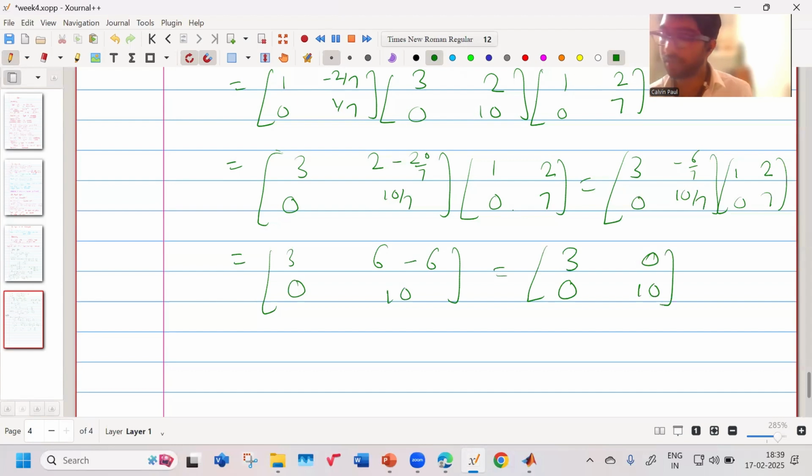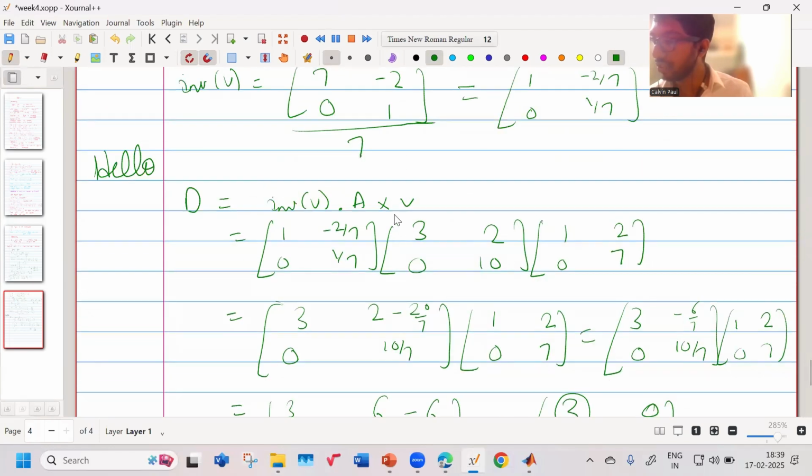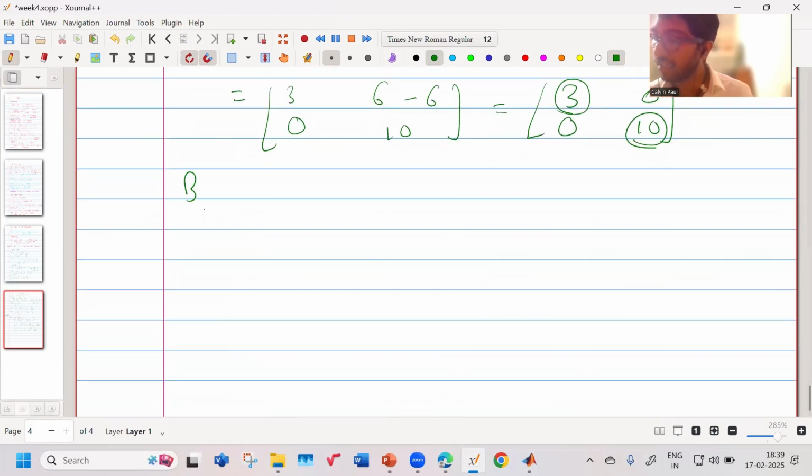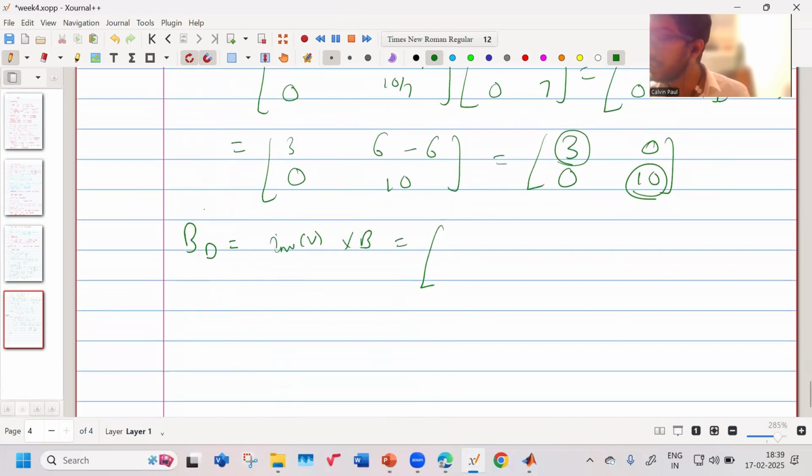Okay, so this is the diagonal matrix, right? These are actually your eigenvalues, which are on the diagonal. Okay, so this is your diagonal matrix, right? Similarly, your B, in the Jordan form, will be actually inverse of V into B, right? So what is our inverse of V? It is 1 minus 2 by 7, 0, 1 by 7. And what is B? Actually, it is 1, 0.